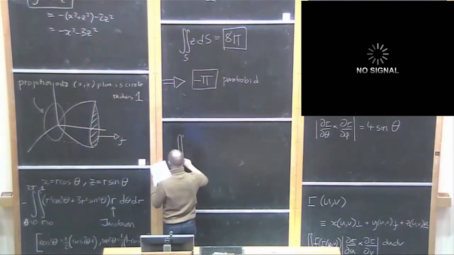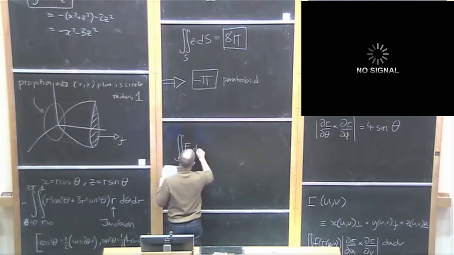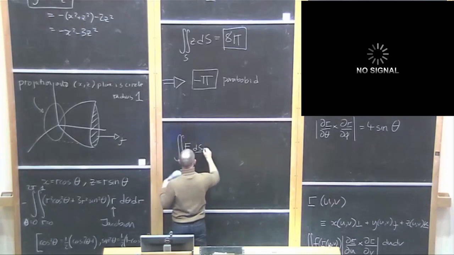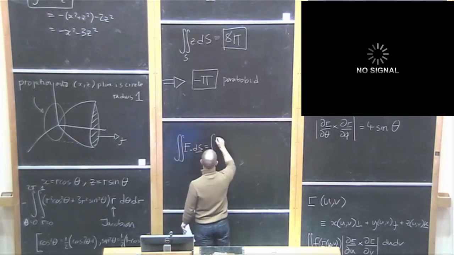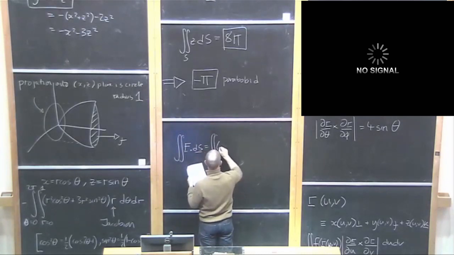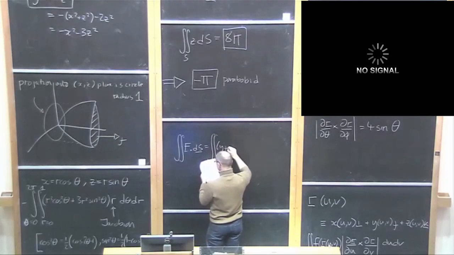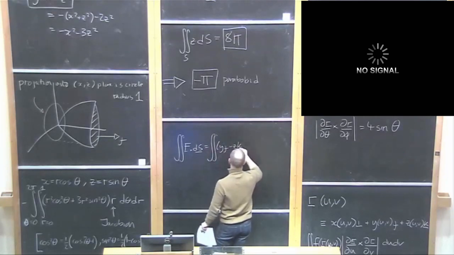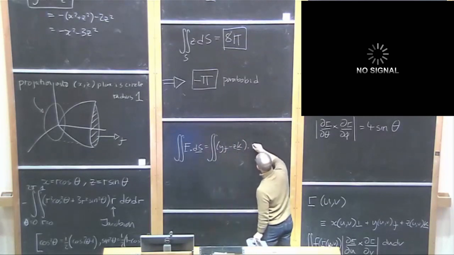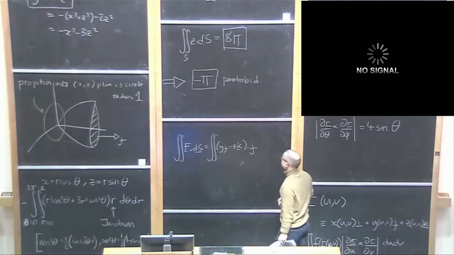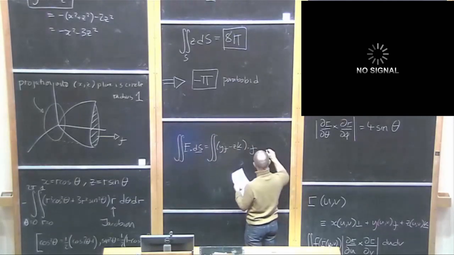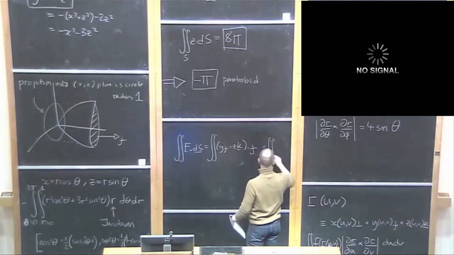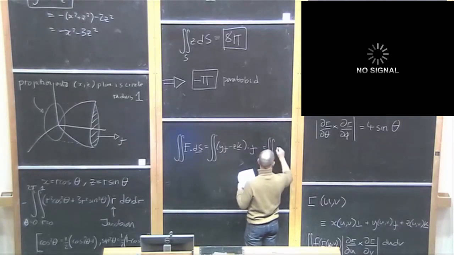So our integral becomes the integral of the dot product, which in this case, our vector field is yj minus zk. We dot it with our normal, which is just j in this case, which means that we are just integrating over dy.